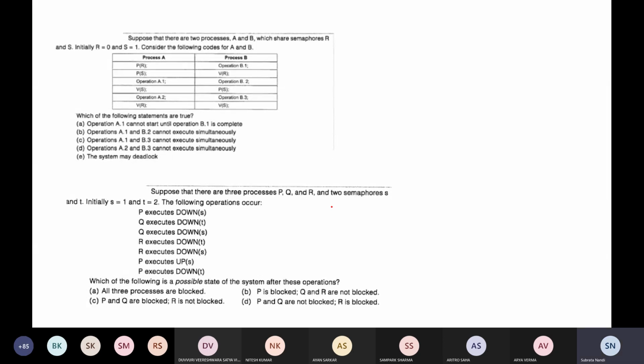These two use two semaphores R and S. R is 0 and S equals 1. So this clearly mentions the initial condition. It asks which of these statements are true. Operation A.1 cannot start until operation B.1 is complete.